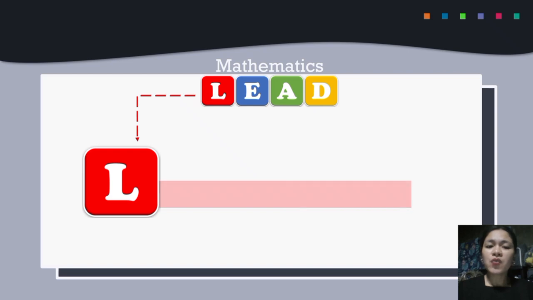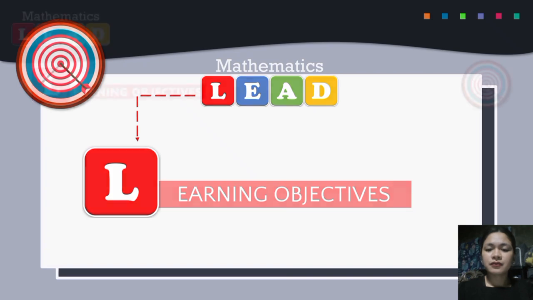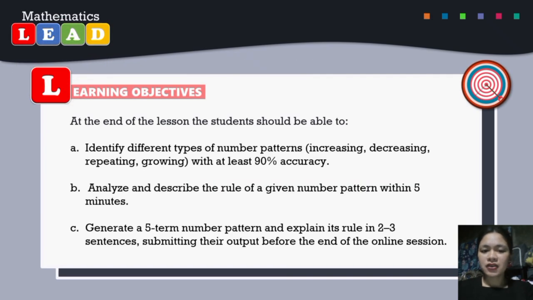Before we start, I want you to see our learning objectives for today. At the end of the lesson, the students should be able to, first, identify different types of number patterns: increasing, decreasing, repeating, growing, with at least 90% accuracy. The next one, you have to analyze and describe the rule of a given number pattern within 5 minutes. And lastly, generate a 5-term number pattern and explain its rule in 2 to 3 sentences, submitting your output before the end of the online session.